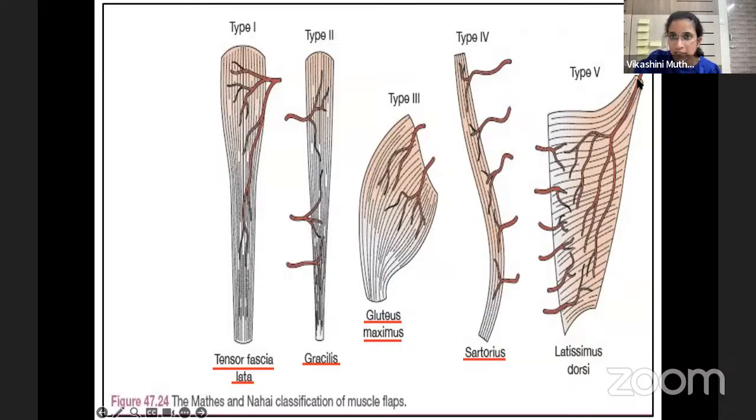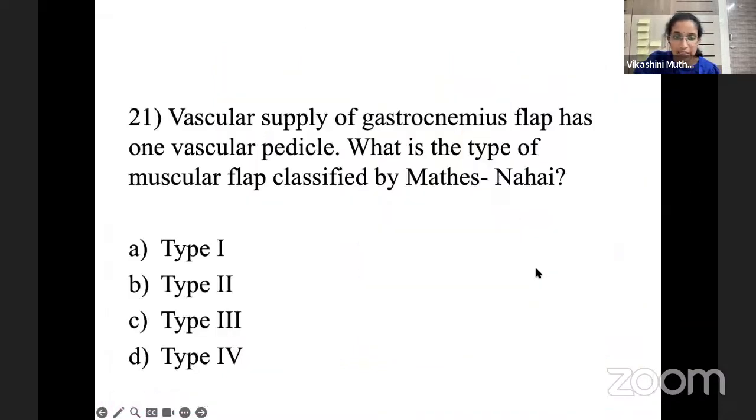And in type 5, yes, this is one dominant pedicle with several minor pedicles. So unlike type 2, this flap can survive with these minor pedicles alone. It does not always necessitate or mandatorily require the presence of a dominant pedicle. So that is the difference between type 2 and 5. Got it? So example, latissimus dorsi, all these are examples. Okay. Now this is the Mathes-Nahai classification of muscle flap.